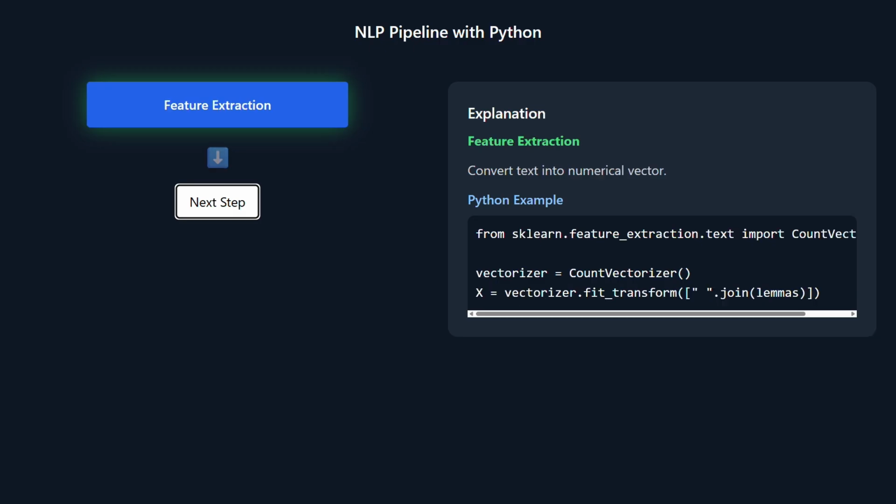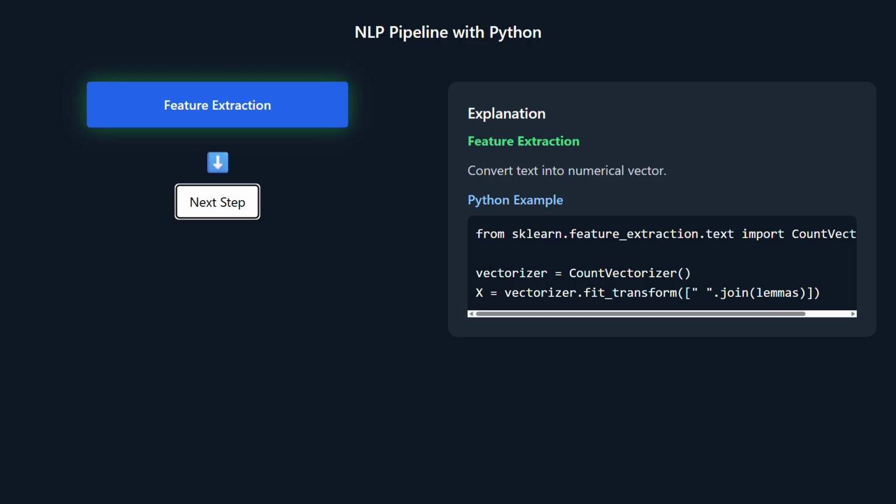Now coming to stage 5, feature extraction. Now comes a very important stage. A computer does not understand words. Computers understand numbers. If I say Mumbai, you understand it as a city. But for a computer, the word Mumbai is just text. Therefore, we must convert this text into numbers. This process is called feature extraction.